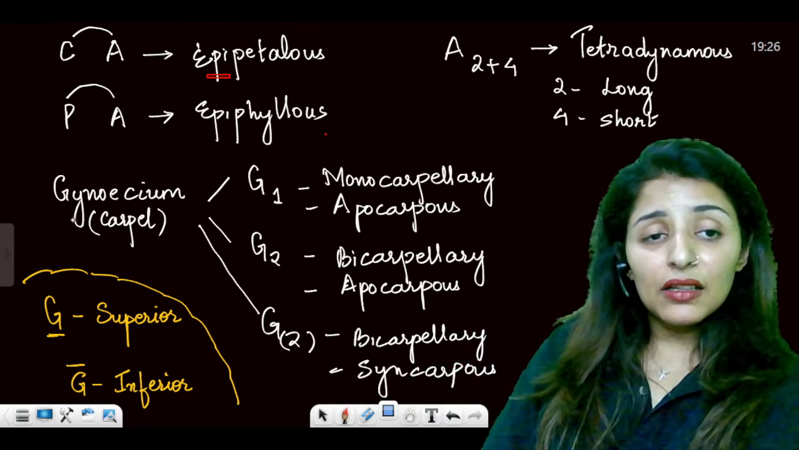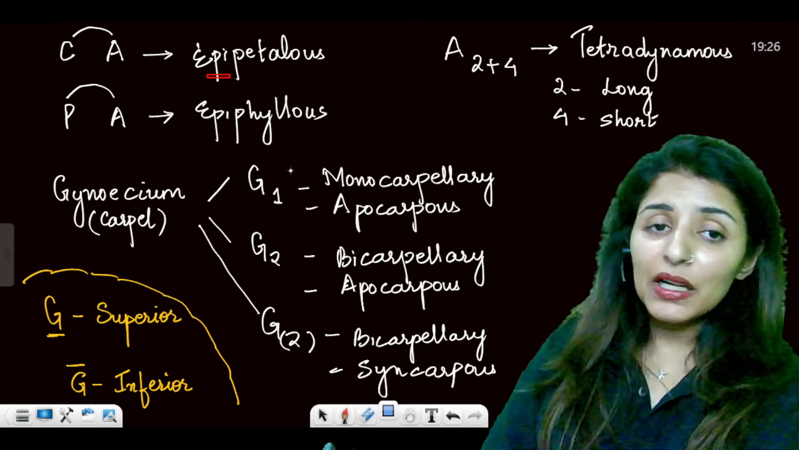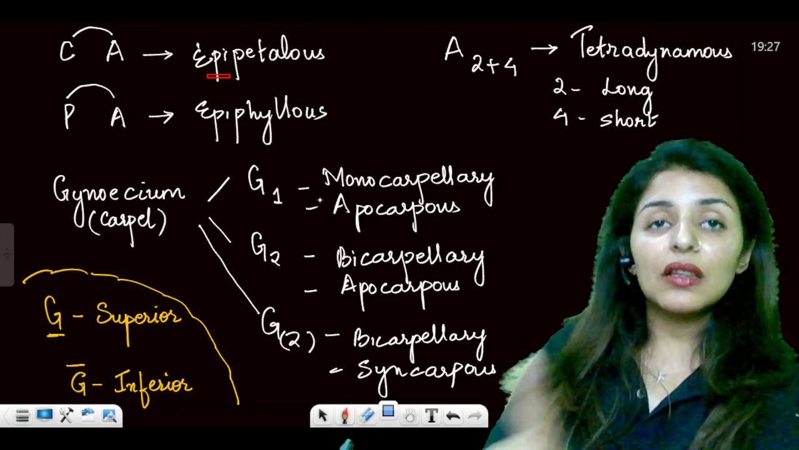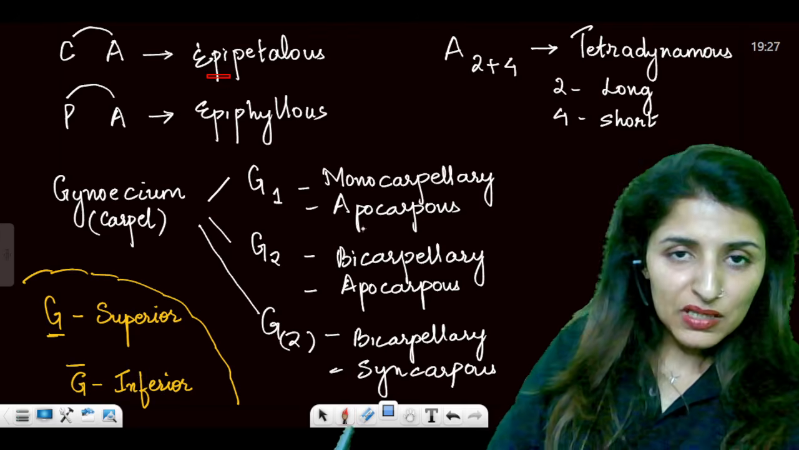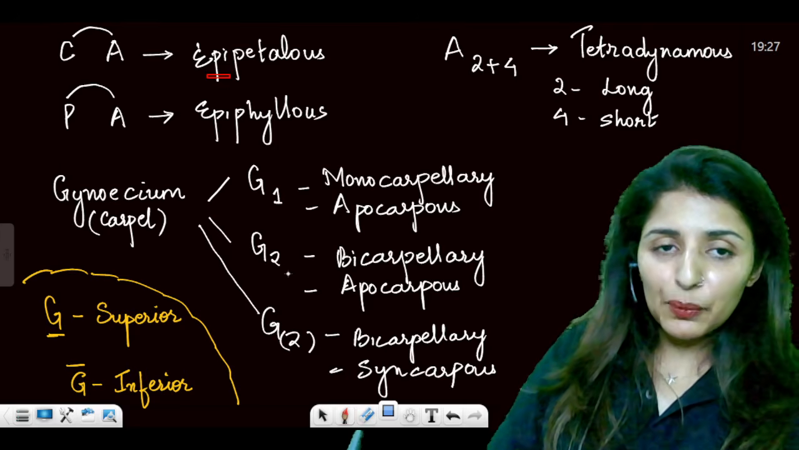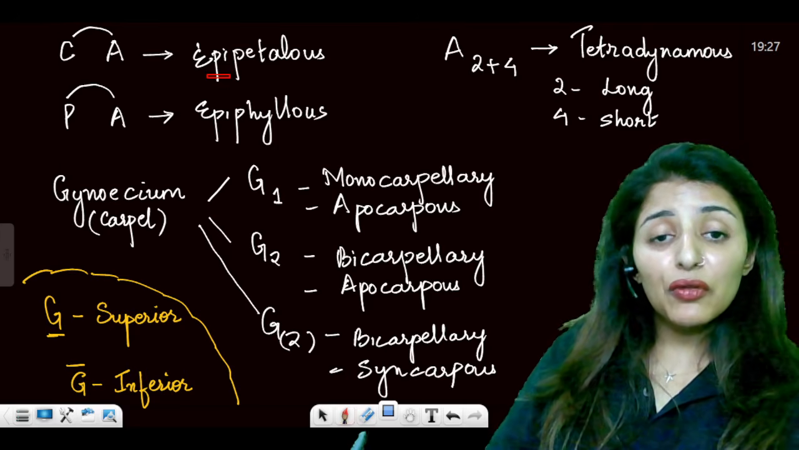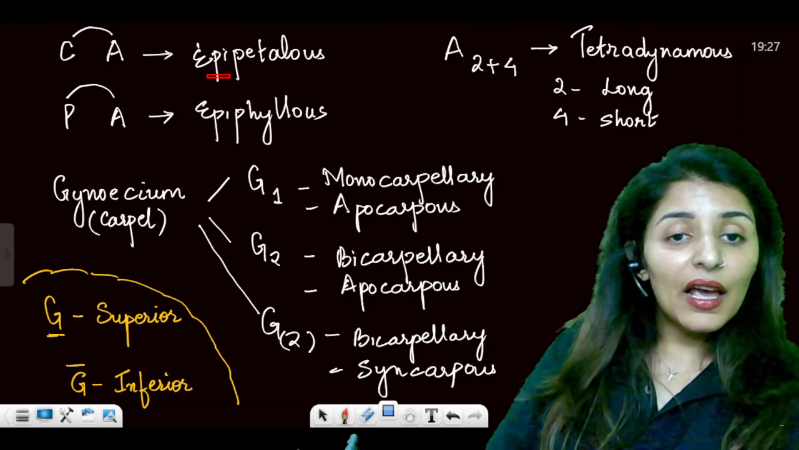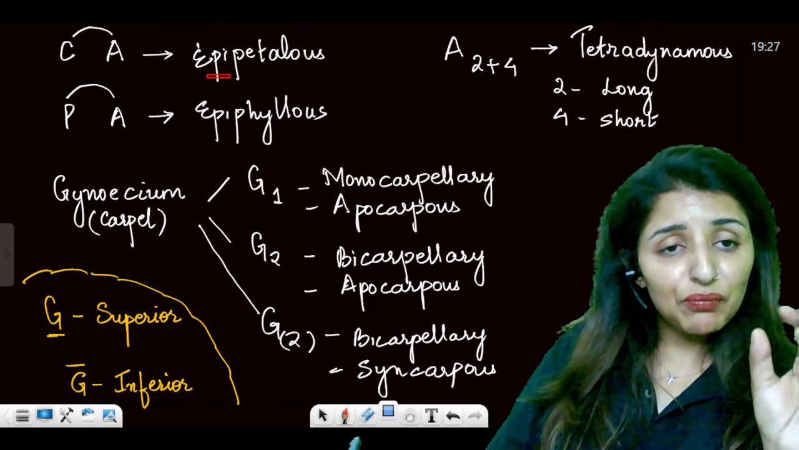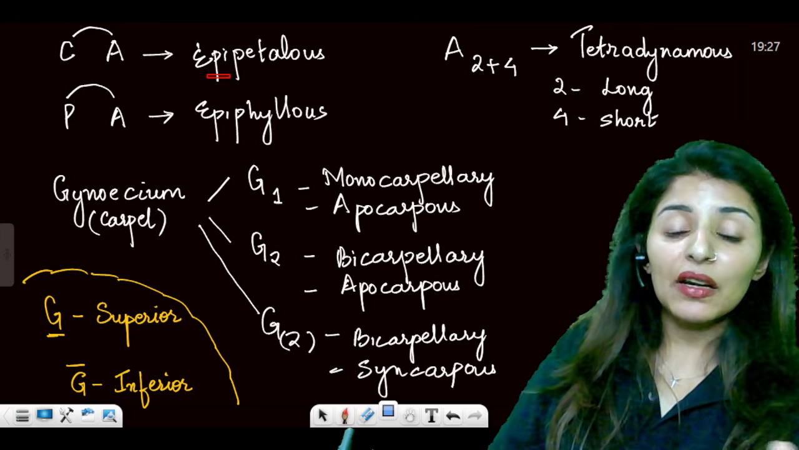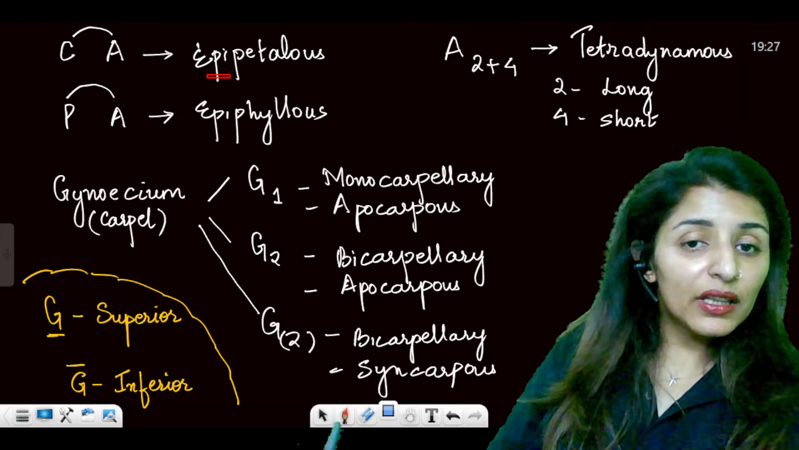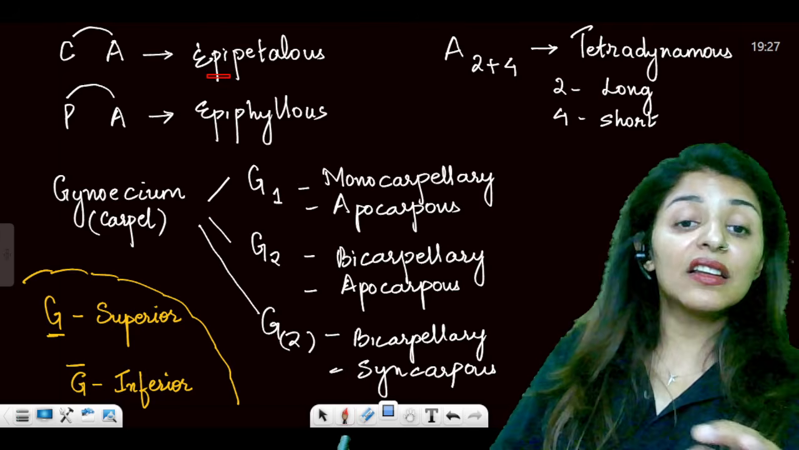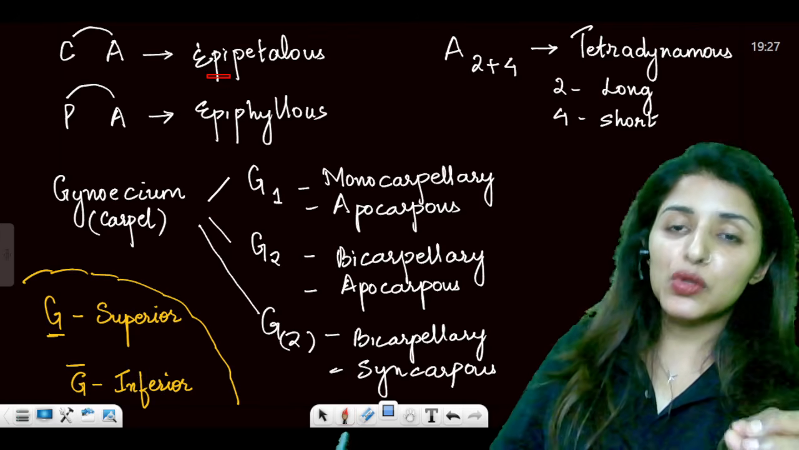Then talking about the carpel or the gynoecium, indicated by G. G1 means there is one carpel, and of course it is apocarpous. Apo word is for free carpels. Now, if there is G2, we write it as bicarpellary, and if the two carpels are free, it is bicarpellary and apocarpous condition. But if I put brackets around 2, then it means bicarpellary and syncarpous. The 2 carpels are fused with each other.